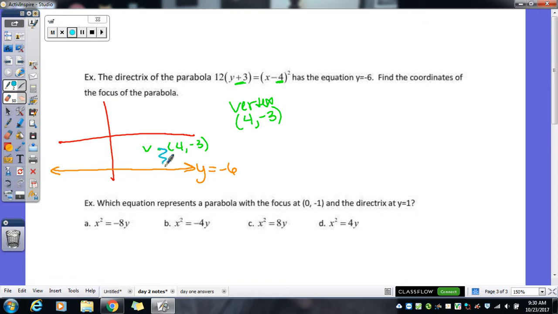So how many units are in between here? 3, because we go -6, -3. There's 3 units apart. So I've got to go 3 units higher than my vertex, and that's going to be our focus. So that would be the point, 4, 0. It's got the same x value as your vertex. It's just 3 units higher, so it's at 0.